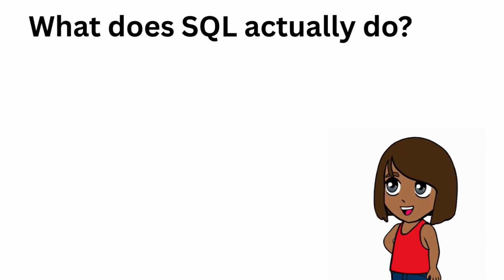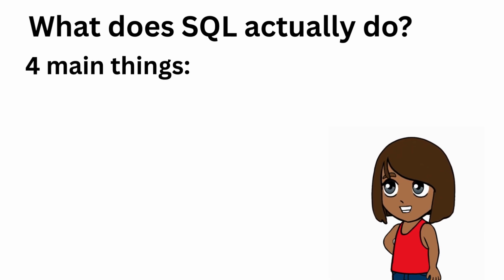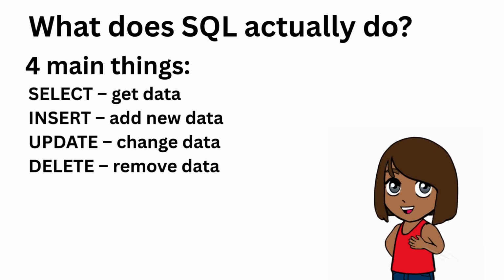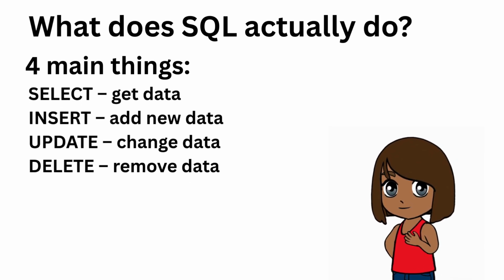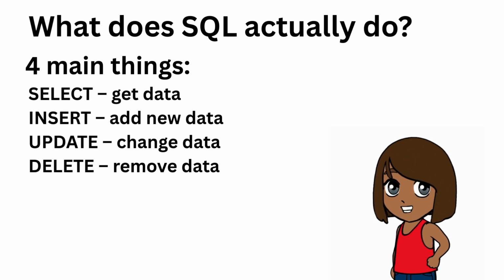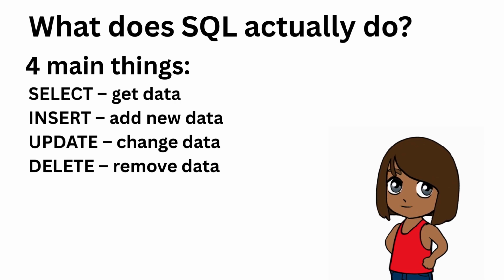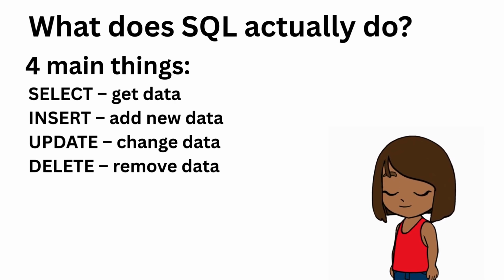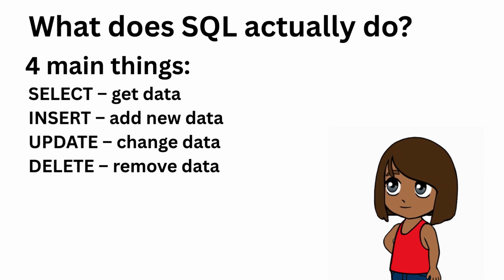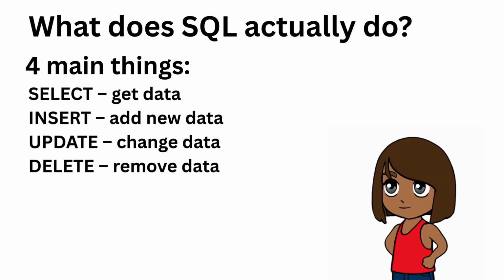So what does SQL actually do? There are four main things that SQL lets you do. The first is select, which is getting data, insert, add new data, update, which changes data, and delete, which removes data. So most of SQL is just give me this, add this, change this, remove this.